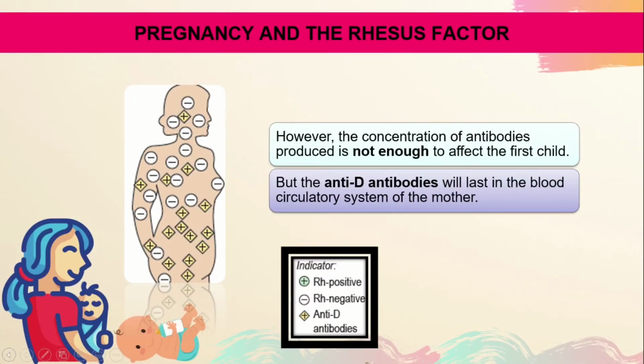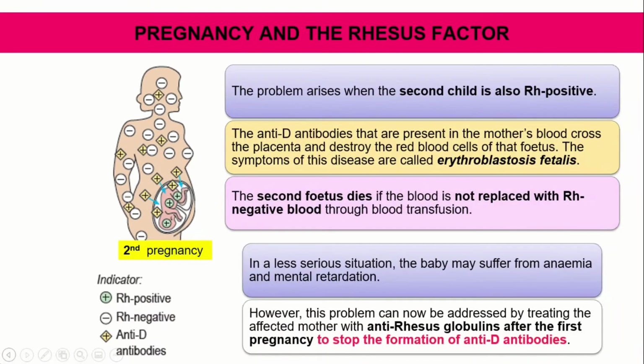However, the concentration of the antibodies produced is not enough to affect the first child, but the anti-D antibodies will last in the blood circulation system of the mother. And the problem will come again when the second child is also rhesus positive. The anti-D antibodies in the mother will cross the placenta and destroy the red blood cells of the fetus.